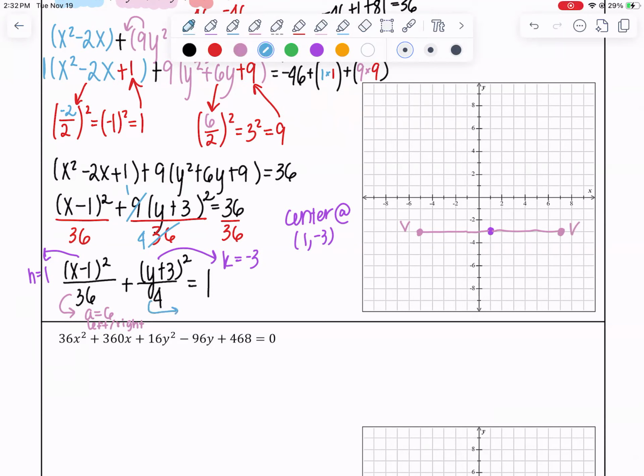B squared is going to be 4, which means B will be 2. That'll be up and down because those are underneath the y. So 2 units up, 2 units down. Boom, you got yourself an ellipse because the whole goal was to graph it.